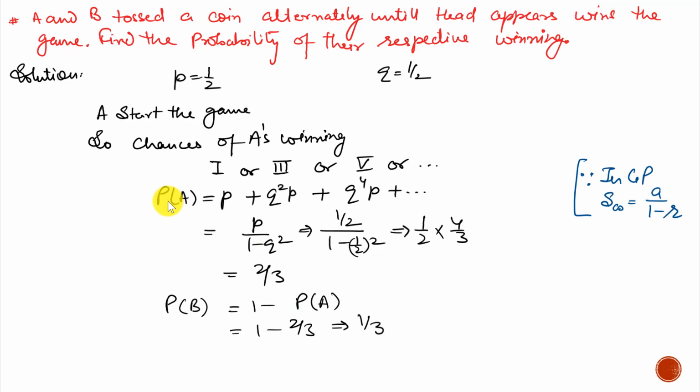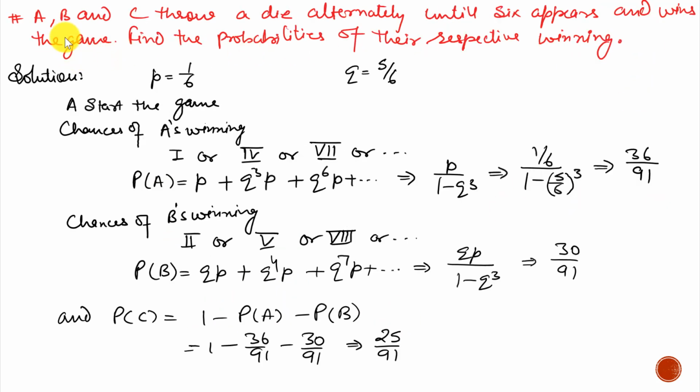Because A tosses first, the chance of A winning is more than B. The probability of A is 2 by 3 and the probability of B is 1 by 3. In the next example, A, B and C throw a dice alternately until a 6 appears and that person wins the game. Find the probability of their respective winning. Now, instead of 2, we have 3 people.